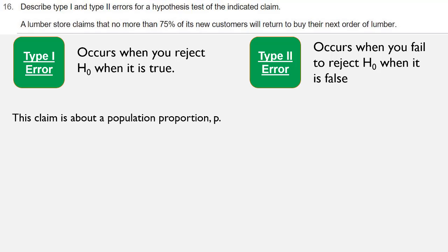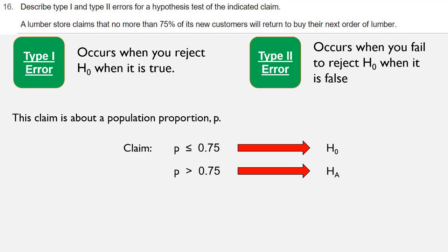So this claim is about a population proportion P. Before we can determine what a type 1 and a type 2 error are, we need to know what our hypotheses are. So this says that no more than 75% of the new customers will return. So that's no more, which is less than or equal to. So the claim is that P is less than or equal to 0.75. With an equal to sign in it, that makes this an H0. Then its complementary claim would be P is greater than 0.75, which would be the HA claim.